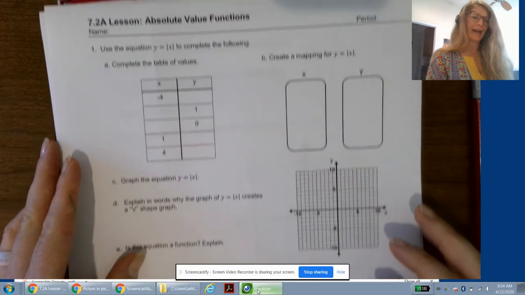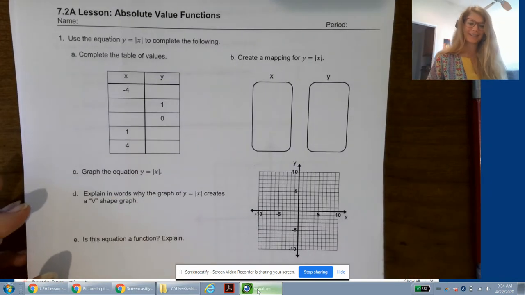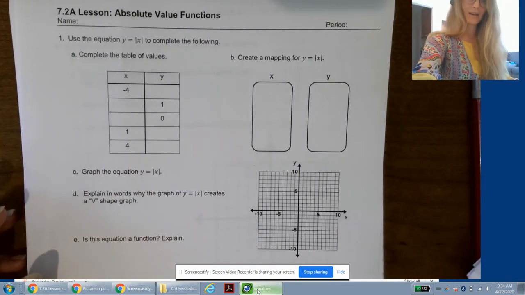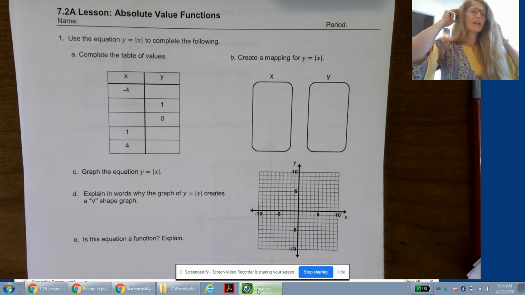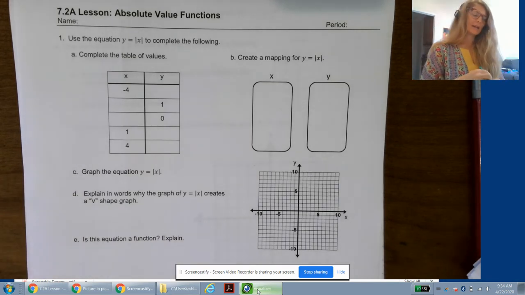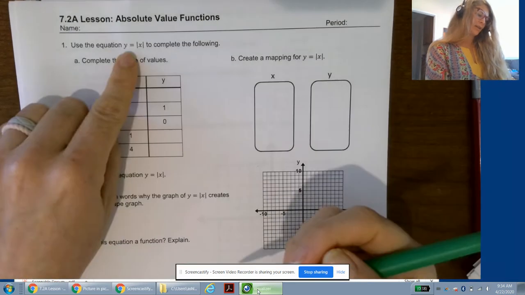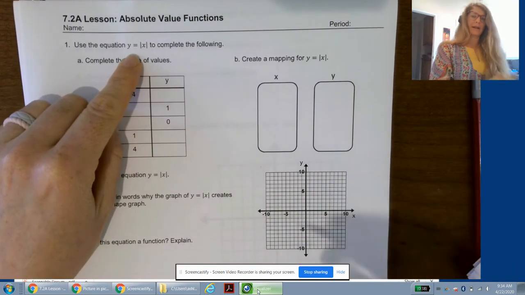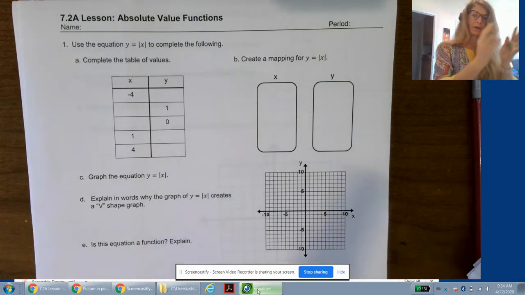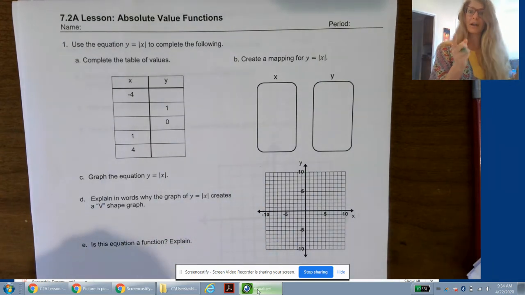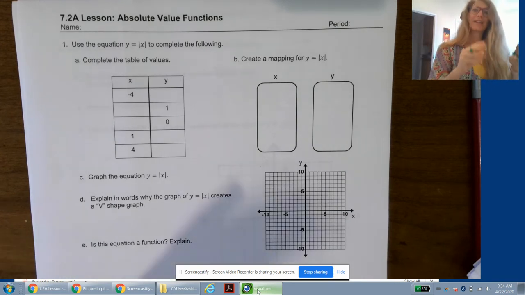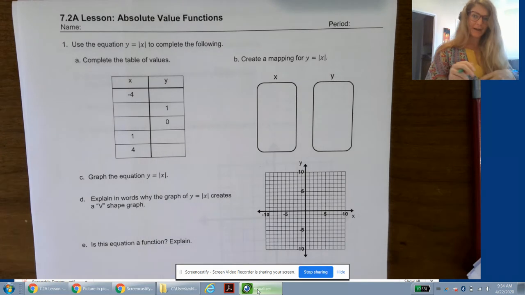7.2a lesson, absolute value functions. So we're going to be using the equation y equals the absolute value of x to complete the following. And we're going to call this our parent function right now. It's like our base where we're going to grow. We're either going to grow bigger or narrower or shift up and down. Ooh, better word than shift for graphs: translate. Translate vertically up, down, or horizontally left and right.